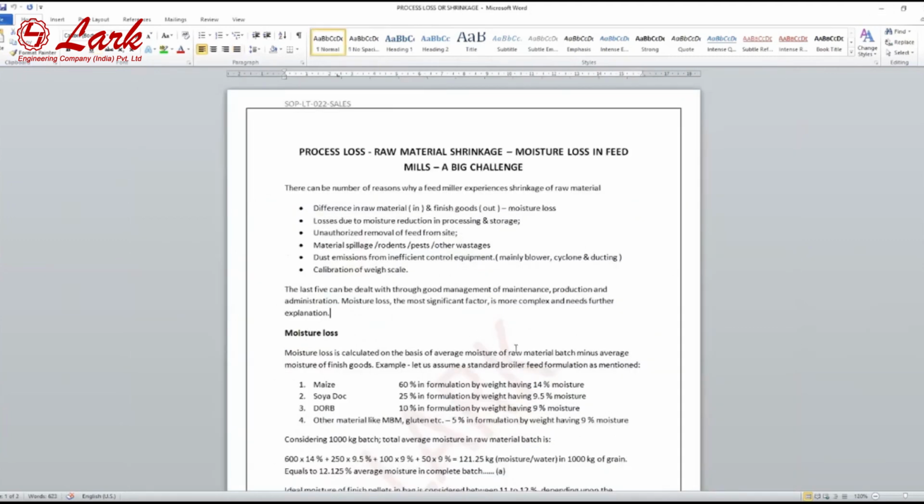Sir, actually, exactly, what feed millers generally do, for the process loss from the feed mill and the loss due to the rodents and the pests, they calculate 0.5% in their calculation. That may be 0 or 0.7 here.